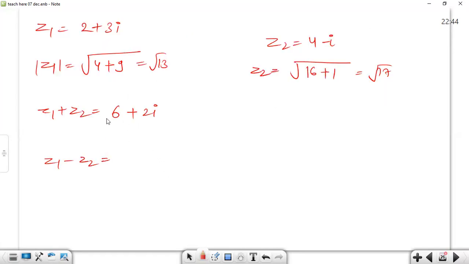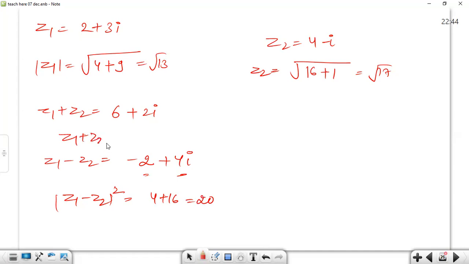z1 minus z2 becomes 2 minus 4, that is minus 2, plus 3 minus of minus 1, that becomes minus 2 plus 4 iota. z1 minus z2's modulus, let's find out its square directly: 4 plus 16, which is 20. z1 plus z2's modulus whole square is 36 plus 4, that should be 40. Okay, cool.